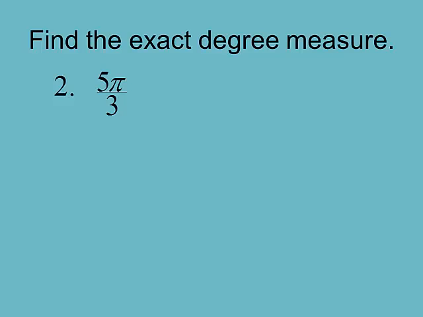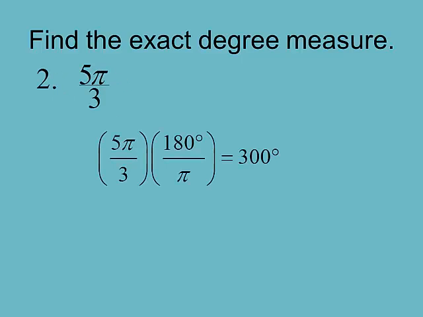And let's move on to 5 pi over 3. And again, we multiply by 180 degrees over pi. 3 goes into 180 60 times. The pi's cancel out. 5 times 60 is 300. 5 pi over 3 radians is exactly 300 degrees.